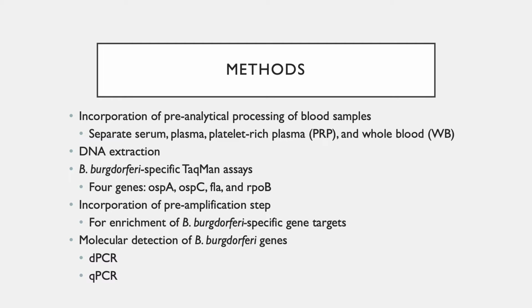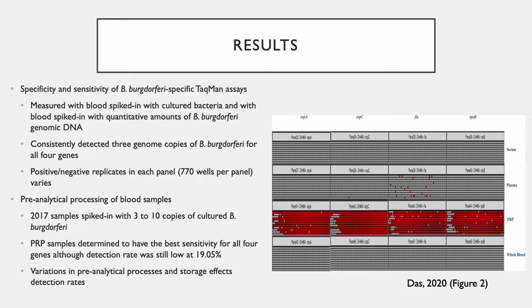Both PCR methods did have varying levels of CT values that would indicate a positive result and a sigmoid amplification curve. The results for the specificity and sensitivity of Borrelia burgdorferi specific TaqMan assays did show that 100% of the time it was consistent in its ability to detect 3 genome copies of Borrelia burgdorferi in all 4 of the genes.